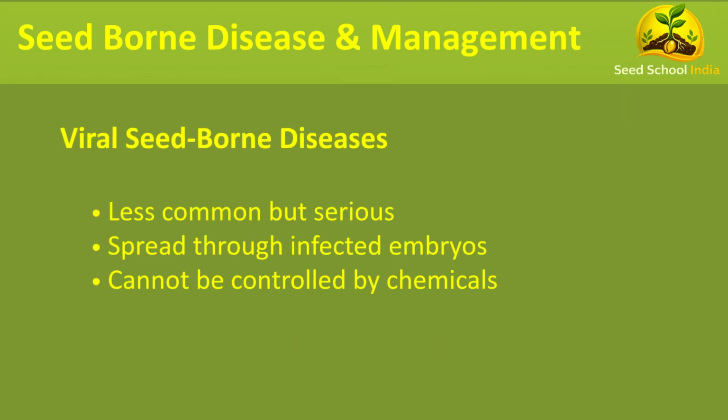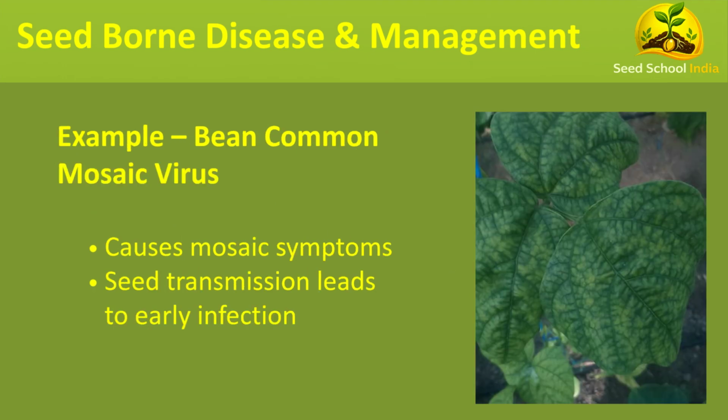Viral seed-borne diseases are less common but very serious because they cannot be controlled by chemical treatments. Once a plant is infected, the virus spreads throughout the plant system, causing symptoms such as mosaic patterns, leaf curling, and stunted growth. Bean common mosaic virus is transmitted through infected seeds and causes mosaic patterns on leaves, along with distortion and stunting. Early infection results in significant yield reduction, making it important to use virus-free seeds.